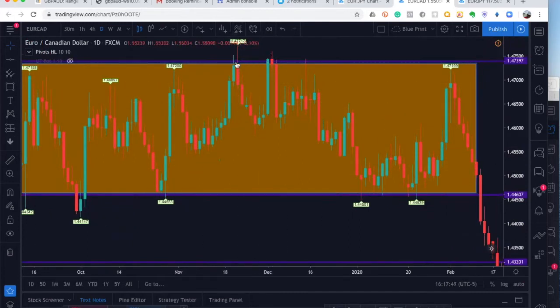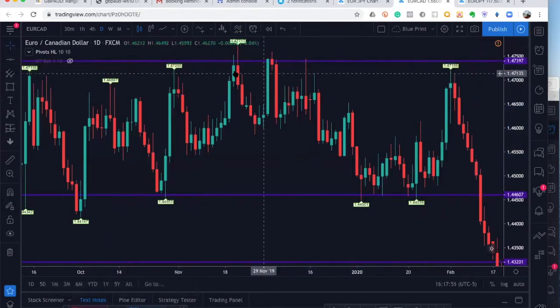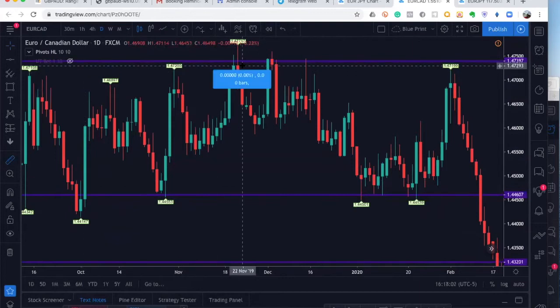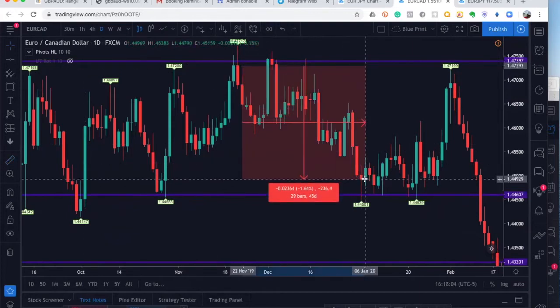If I were to trade this high, let me get rid of this so you can see it better. If I were to trade this high down to this low, do you see that number? That's 236.